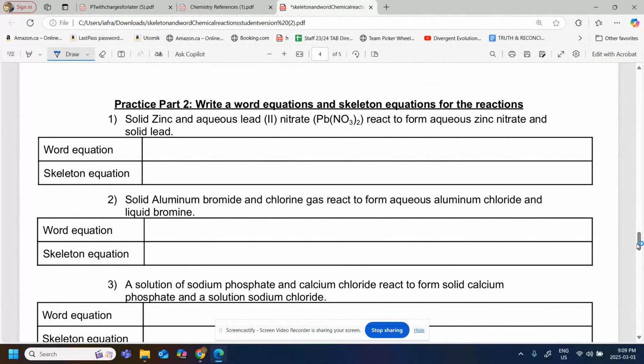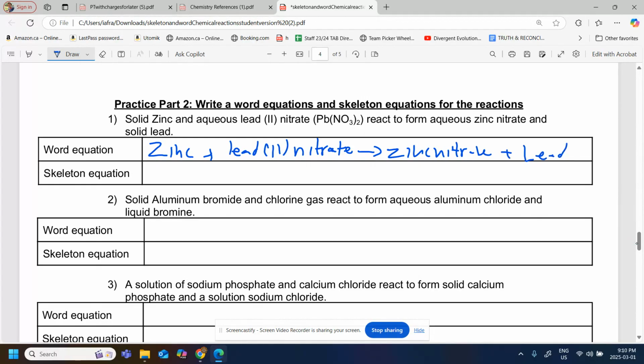So solid zinc and aqueous lead nitrate react to form aqueous zinc nitrate and solid lead. So let's write a word equation. It says that zinc is reacting with lead 2 nitrate. That 2 just means the charge of lead is 2, because if you look in your periodic table, there's many charges for lead. There's 2 and 4, and it's just telling us it's the 2. So they're going to produce some zinc nitrate, and in addition to zinc nitrate, they're going to make some lead.